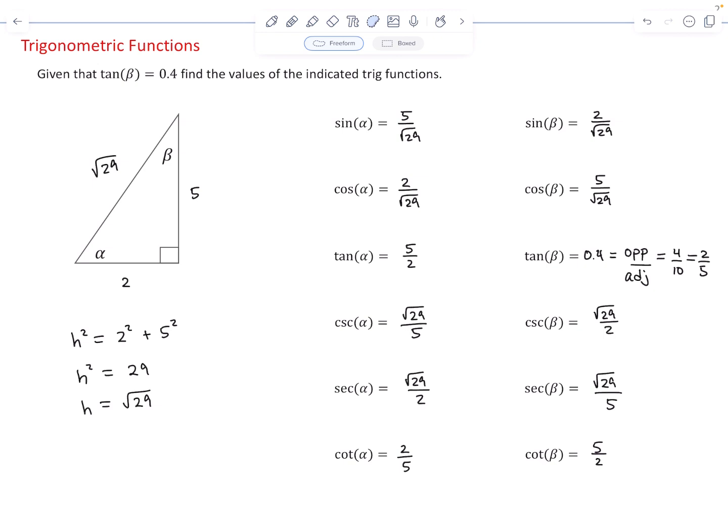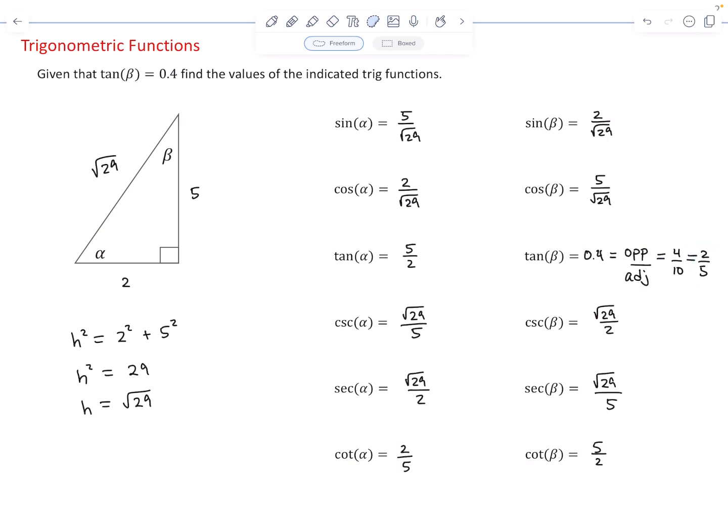Now keep in mind, I could have done this entire slide using this 4/10, using 4 as this length down here and 10 as this length here. I simply would have had a bigger looking expression up here, and then the ratios of sides might look different, but they all boil down to the same ratios. In the same way that 4/10 and 2/5 both represent 0.4.